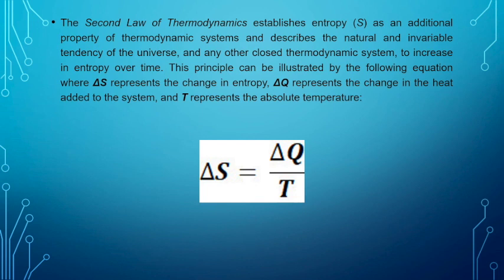The second law of thermodynamics established entropy as an additional property of a thermodynamic system and described the natural and invariable tendency of the universe and any other closed thermodynamic system to increase in entropy over time. This principle can be illustrated by the following equation, where S represents the change in entropy, Q represents the change in the heat added to the system, and T represents the absolute temperature. Okay, below is the example of the formula that we use in thermodynamics.